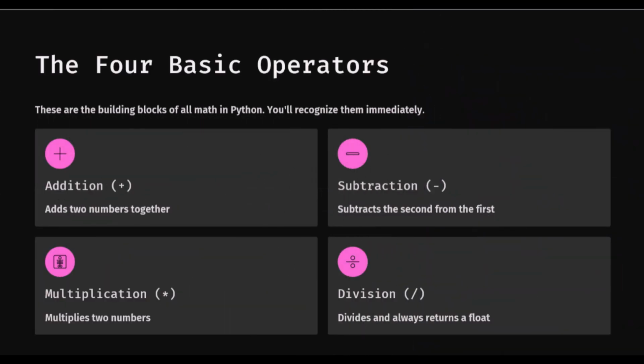Now, let's look at the 4 basic operators which serve as the fundamental building blocks for all mathematical operations in Python. You will recognize these symbols immediately because they work just like the ones we use in everyday life. First, we have addition, represented by the plus symbol, which simply adds two numbers together. Next is subtraction, which uses the minus sign to subtract the second value from the first. For multiplication, we use the asterisk symbol to multiply two numbers. Finally, we have division, which is represented by the /. It is important to remember that in Python, the division operator always returns a float value, even if the numbers divide perfectly. These 4 simple tools are everything you need to start performing basic calculations in your code.